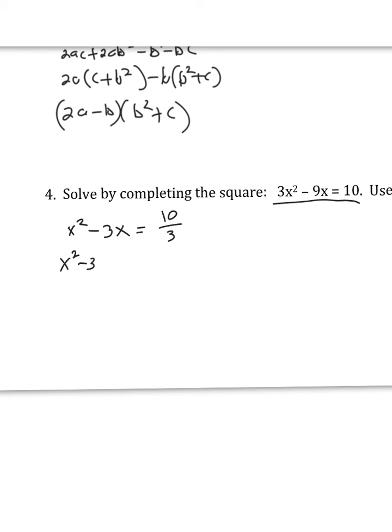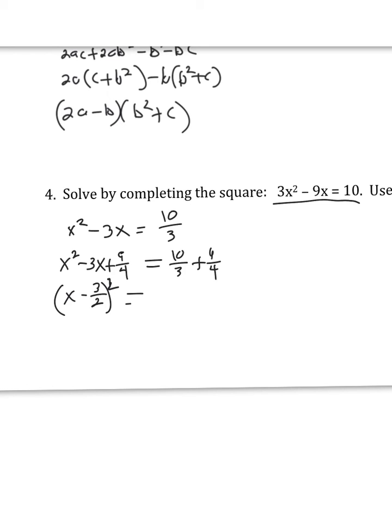So we get x squared minus 3x equals 10 thirds. All right, half of negative 3 is negative 3 halves, squared is plus 9 fourths, plus 9 fourths on the right as well. On the left, this is just going to give us x minus 3 halves squared. And that was the whole goal, to get this into a perfect square trinomial so we could factor it and get x minus 3 halves squared.